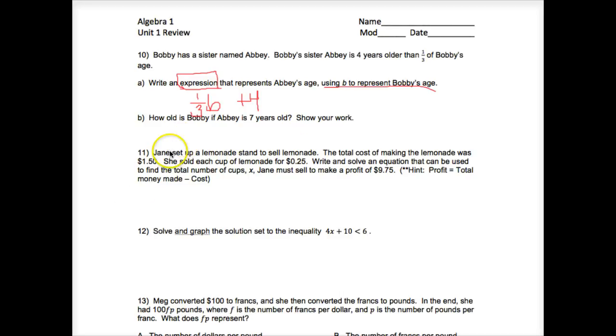How old is Bobby if Abby is 7 years old? It just said to show your work, so you don't have to set up an equation. What I did was I just said that 1/3 B plus 4 had to equal 7. Now, you didn't have to set it up this way because it didn't specifically ask for an equation. So if you just wrote 7 minus 4 equals 3 and then times 3, that's perfectly fine. To solve this, I would subtract 4 on both sides first, which is going to give me 1/3 B equals 3. Then to get rid of fractions, we multiply by the reciprocal, so I would multiply both sides by 3, which would give me B equals 9. So how old is Bobby? Bobby is 9 years old.